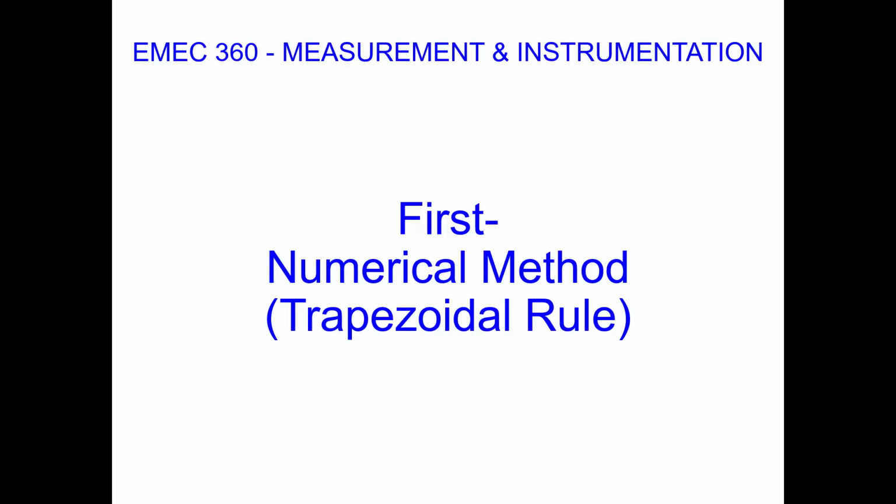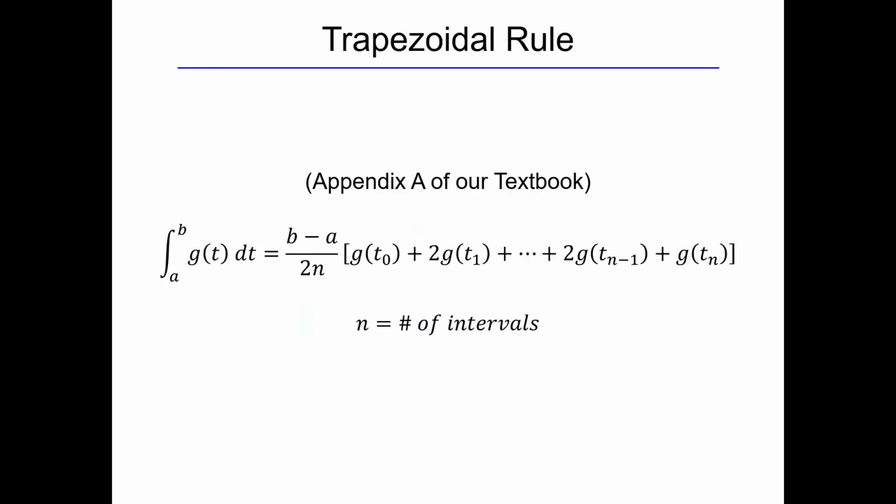There are two methods to solve this. The first would be the numerical method. We have this data that's been collected, so numerical method makes sense for that. The trapezoidal rule is one option for doing this. Appendix A in our textbook walks you through how to use the trapezoidal rule. It does it in terms of doing a Fourier series transformation. But the same method can be applied here.